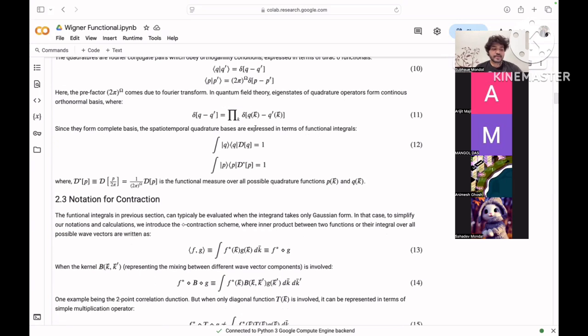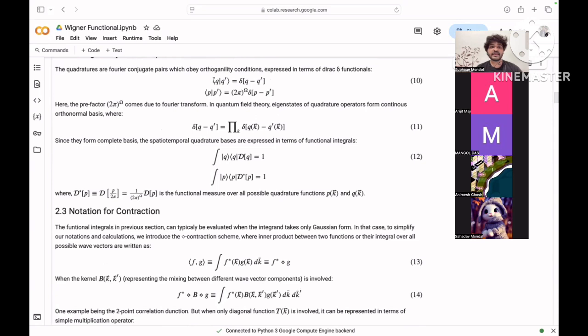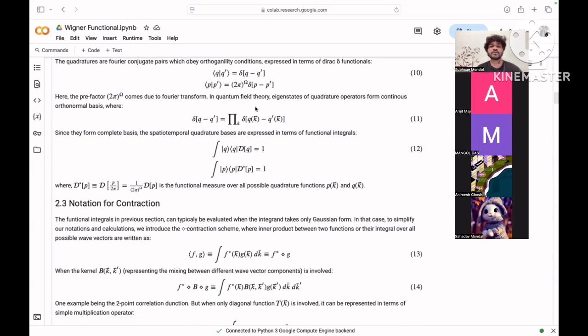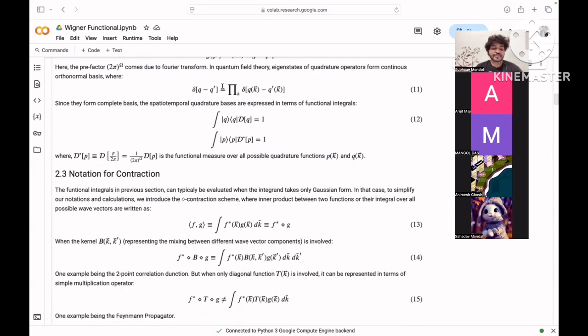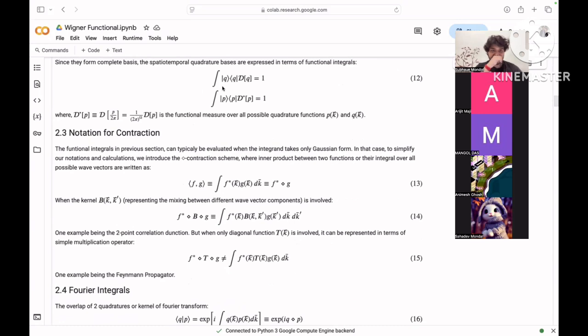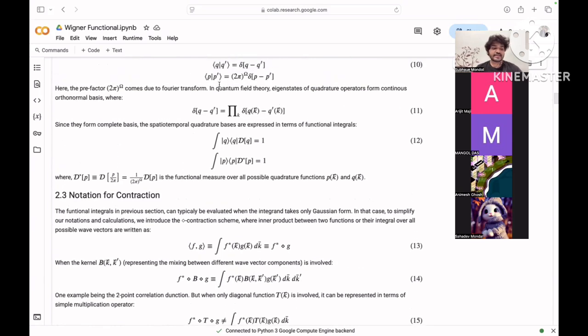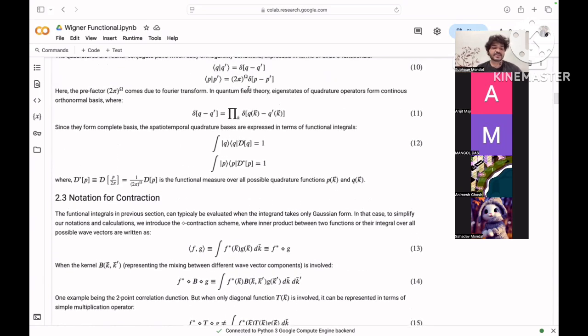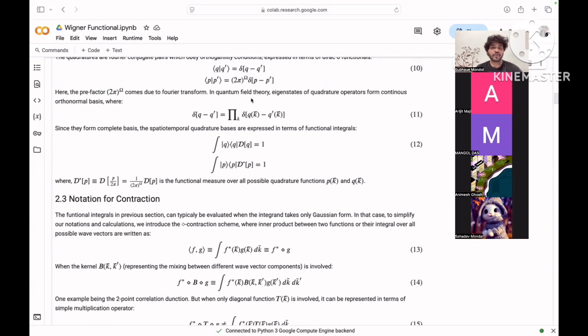So first of all, these eigenstates form an orthonormal and complete functional basis. The inner product of Q and Q prime and P and P prime can be written like this, where (2π)^Ω is the normalization factor, and this prefactor comes from the Fourier transform, because we already know that Q and P are Fourier conjugates, acting as Fourier conjugates to each other. And here the delta is the Dirac delta functional, and Ω we have already discussed.